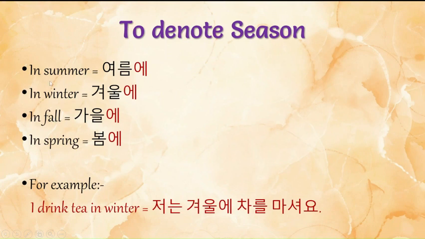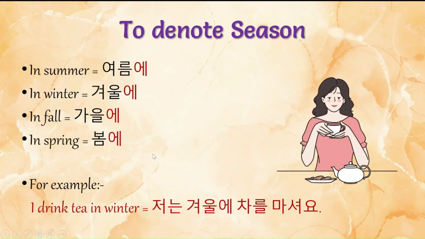So suppose you have to say in summer, it is going to be 여름에. Summer is 여름. Winter is 겨울. So in winter is 겨울에. Fall is 가을. So in fall, 가을에. And spring is 봄. So in spring is 봄에. For example, you have to say I drink tea in winter. It is going to be 저는 겨울에 차를 마셔요. Okay? In winter is 겨울에.